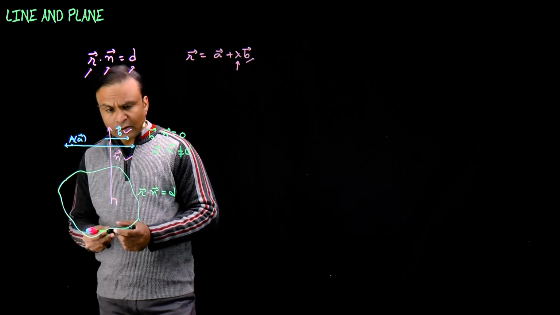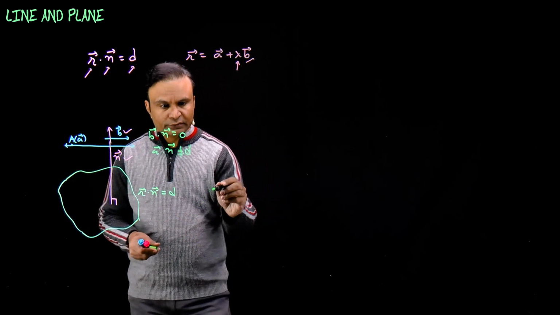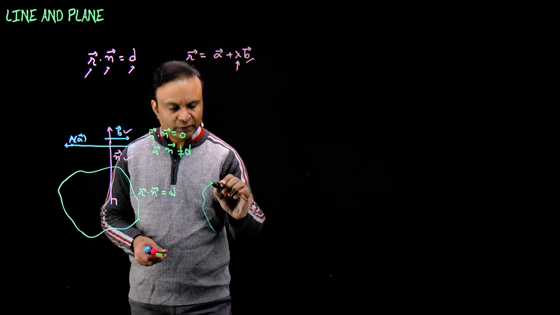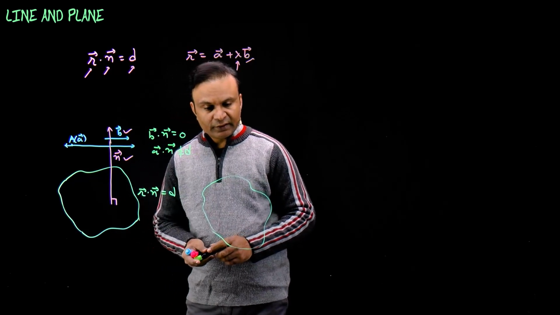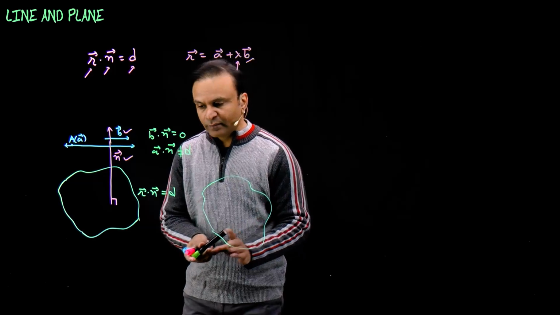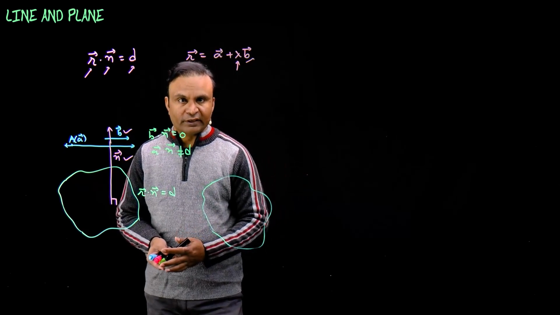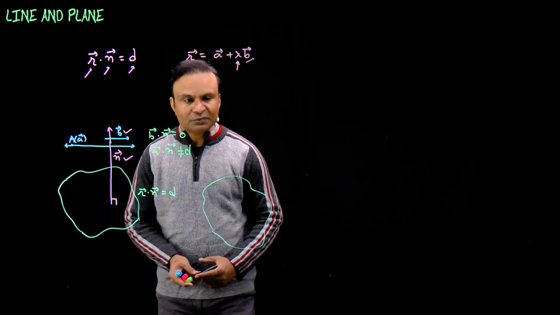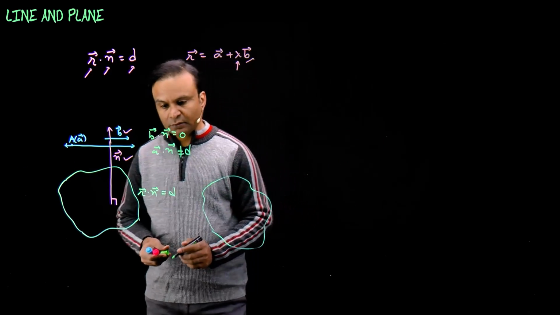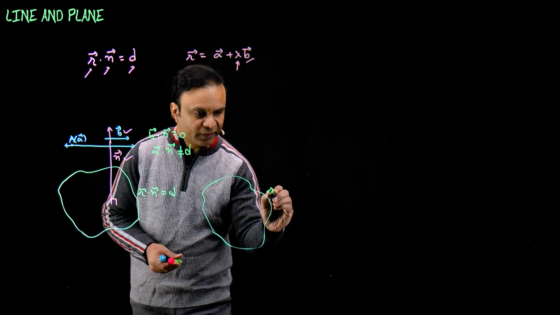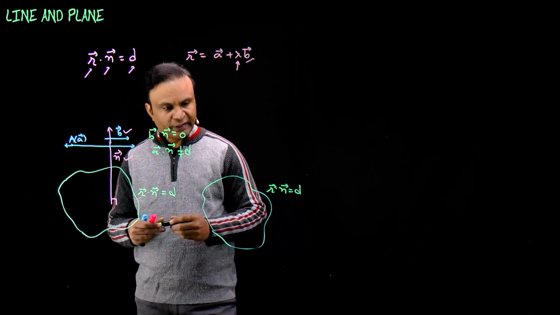Okay, now consider line is perpendicular to the plane. So let's once again draw the plane. I am drawing the plane as a cloud because actually this is the part of the plane, because plane is infinite in the space. So this is one of my ways to represent plane. So here we have again plane r dot n is equal to d.